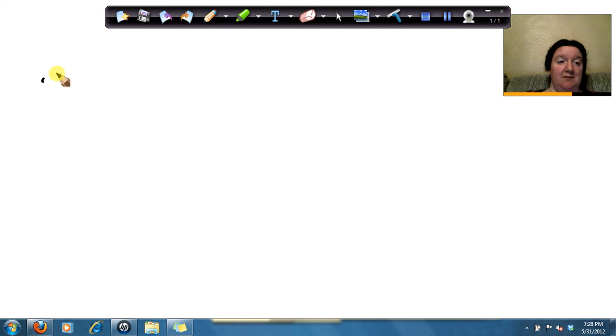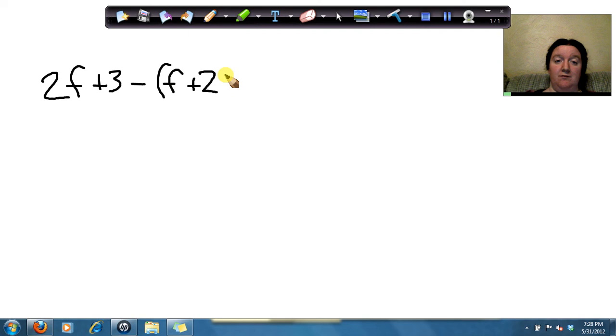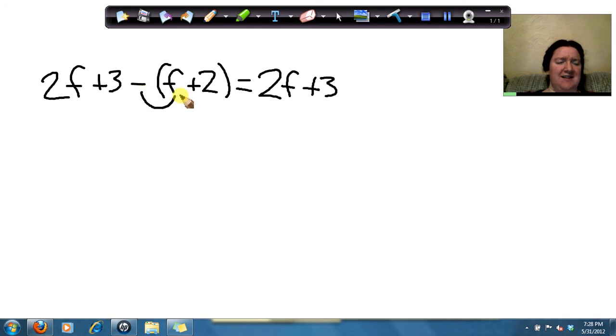Our first example, 2f plus 3 minus f plus 2. Now if you look at our first two terms, 2f and 3, nothing's happening to them, nothing's multiplying them, so we're just going to drag them along, 2f plus 3. But then this negative out in front of this parenthesis, it's like there's a negative 1 out there, and we have to multiply those parts together. So negative times f is going to give us a negative f. We take the negative times a positive 2, we're going to get a negative 2.